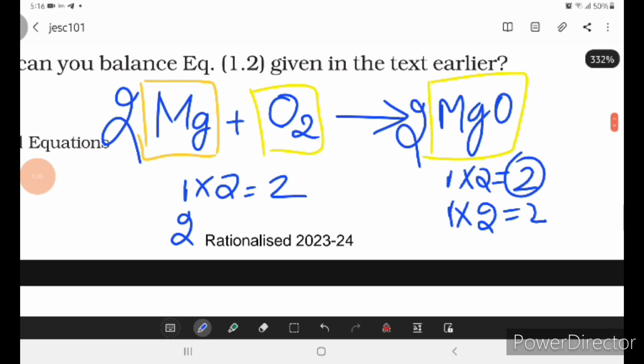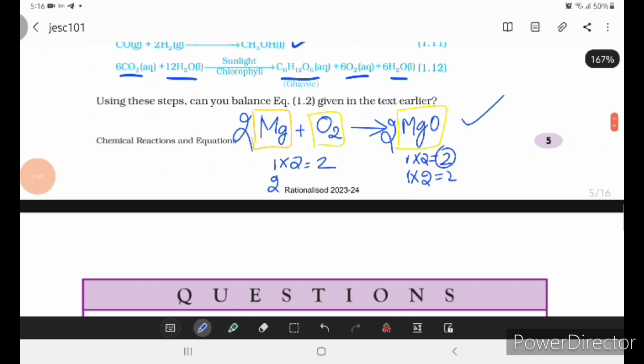Finally, the equation turned out to be 2 Mg plus O2 gives rise to 2 MgO. Now, there were 2 magnesium here, 2 magnesium here. Oxygen 2, oxygen 2. Hence, this skeletal equation got balanced.